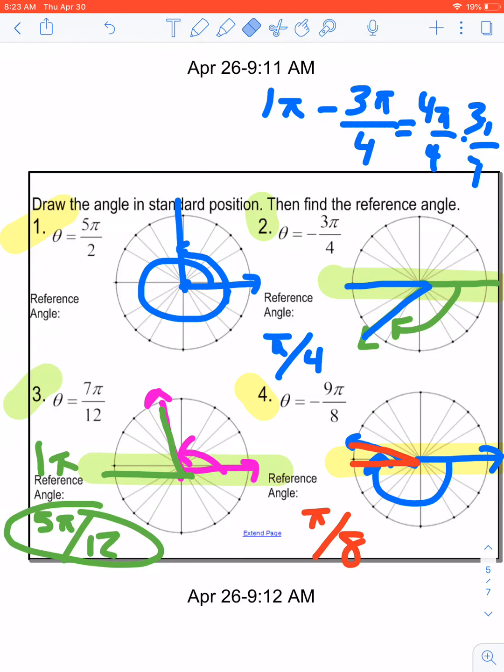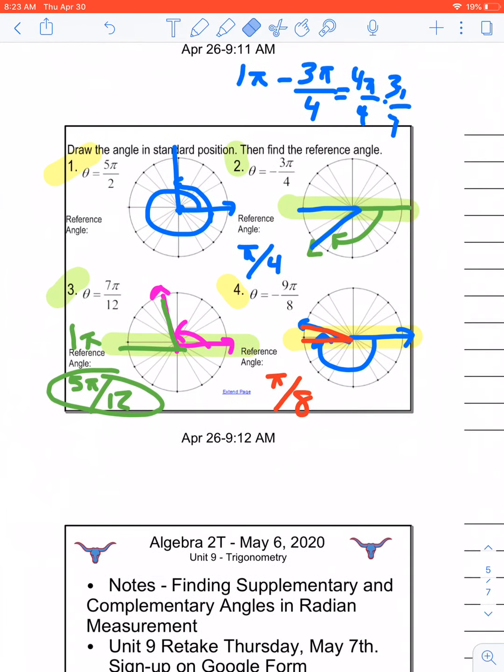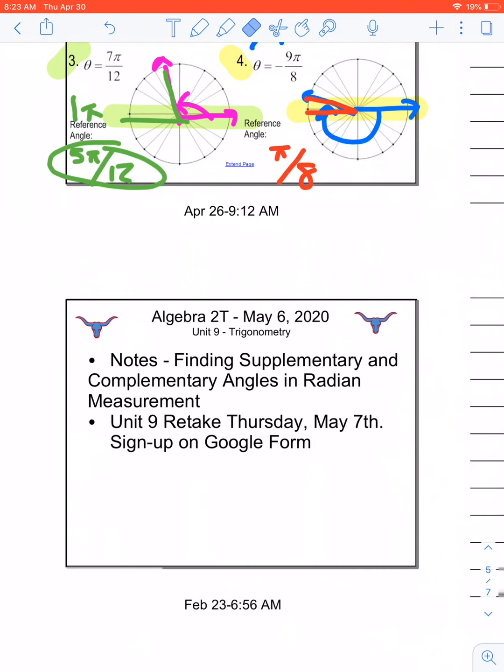Okay? So hopefully this helped with reference angles. Again, if you're kind of confused with radian measurements, please log on to Zoom and ask questions. What we're going to be doing tomorrow is doing supplementary and complementary angles in radian measurements. Again, if you have any questions, please let me know.